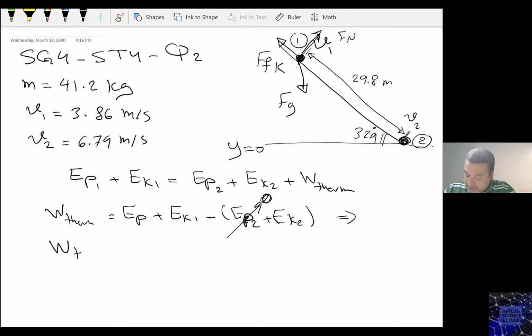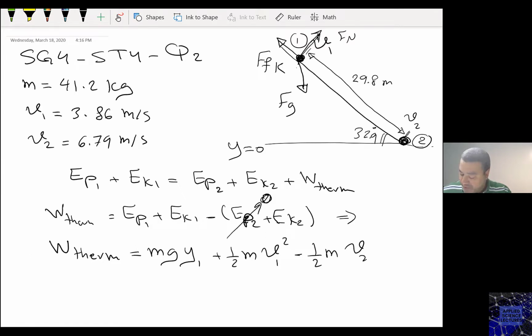So W thermal is, EP1 is mgy1 plus half m v1 squared minus half m v2 squared. So W thermal is, this is 41.2 times 9.8 times the y1.